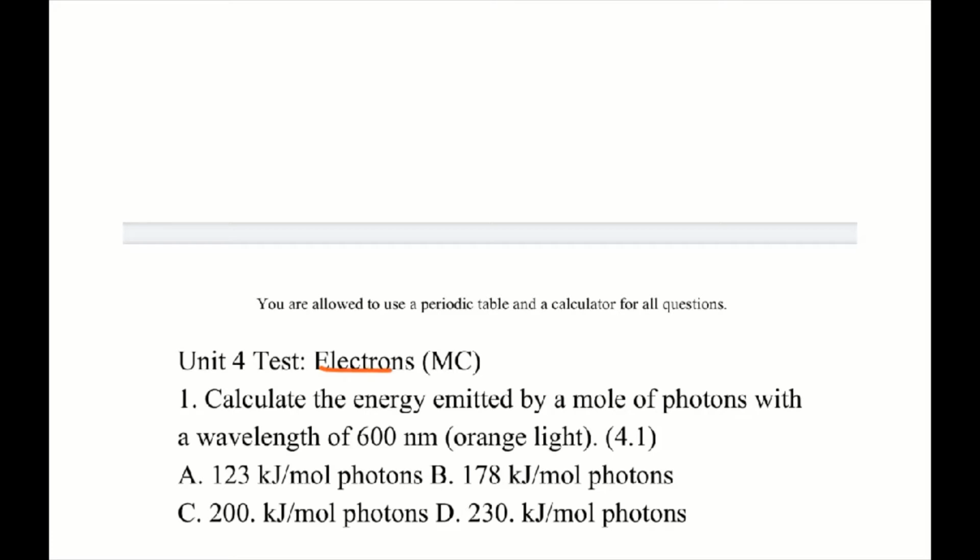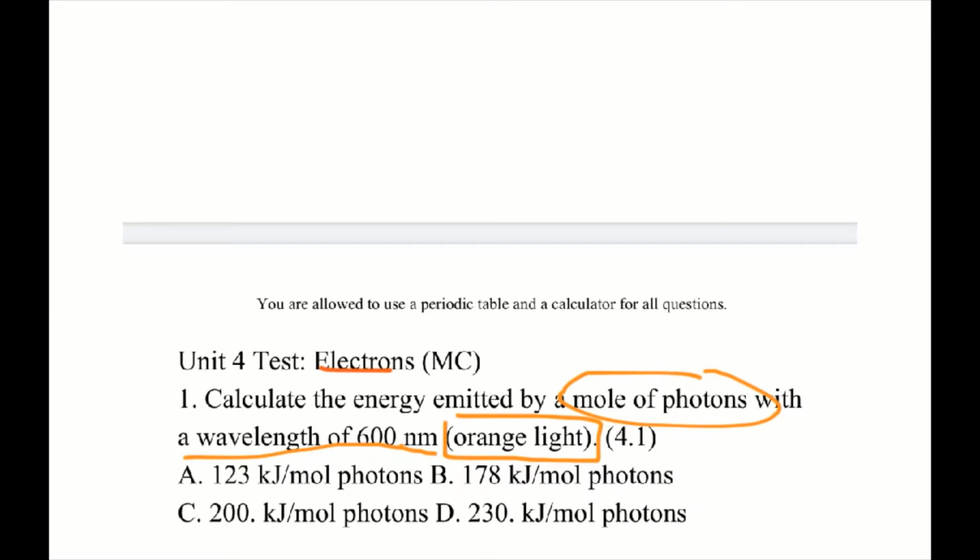So before I start, let me put a decimal place there because I forgot to. And now let's read the question. Calculate the energy emitted by a mole of photons with a wavelength of 600 nanometers, which corresponds to orange light, which is a type of visible light that we see.